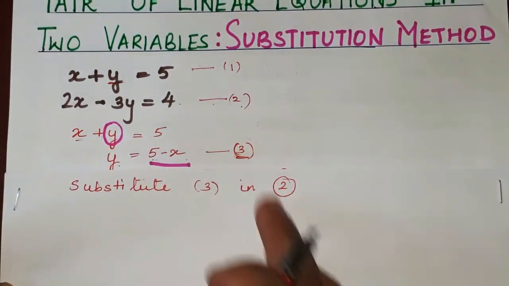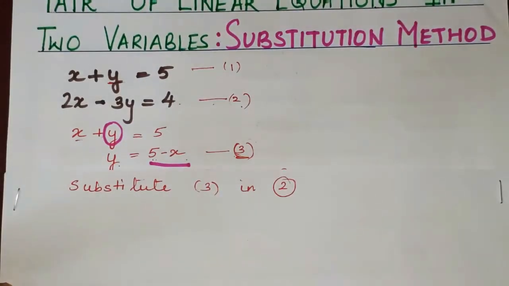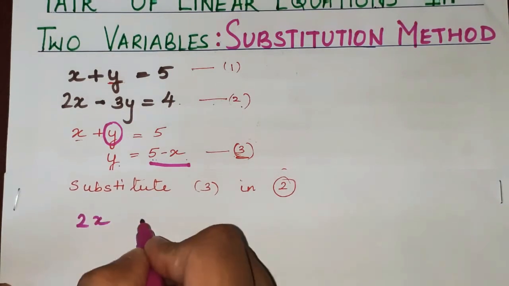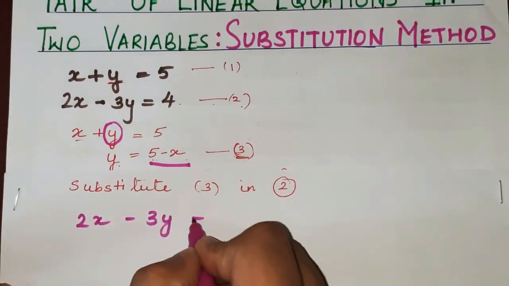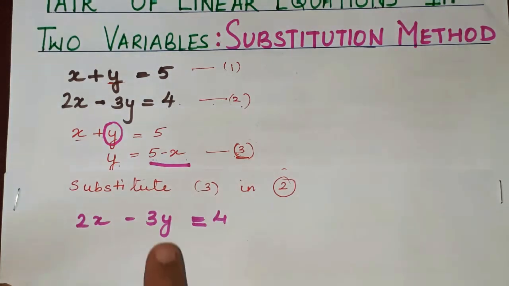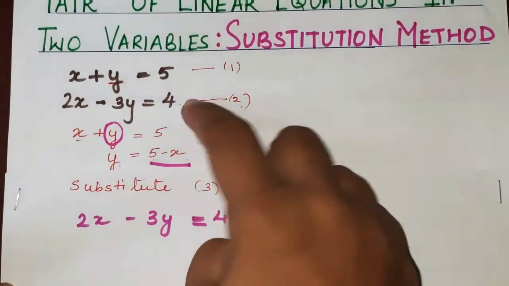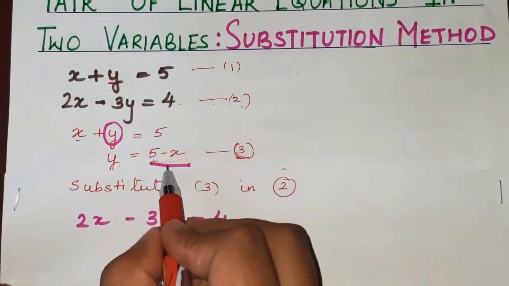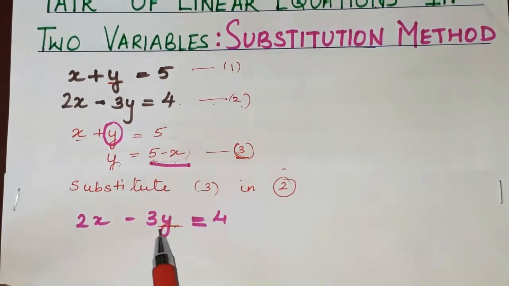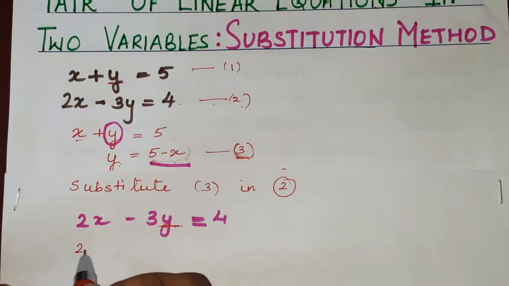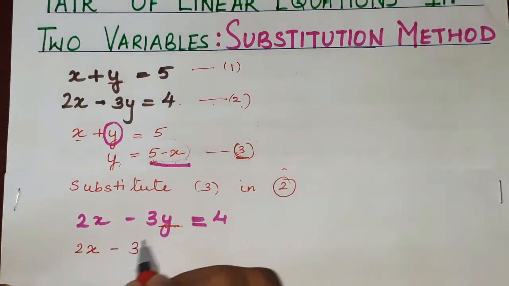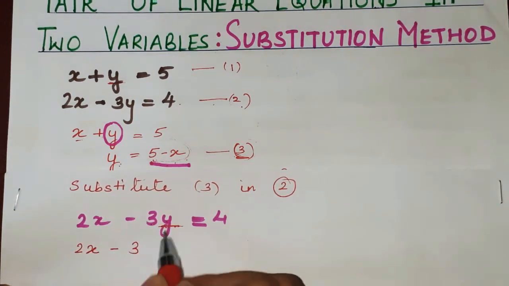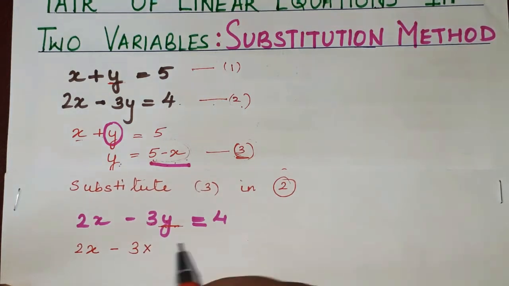So before that, let's write the second equation first, which is 2x minus 3y is equal to 4. Okay, so this is my second equation. I've just copied this equation down here. Now wherever I can spot y, I'm going to put this value of y in place of this y. So let's see how it is done. 2x will remain 2x minus 3, and there is no sign between 3 and y, so it indicates a multiplication. Whenever there is no sign between two things, it always indicates multiplication.